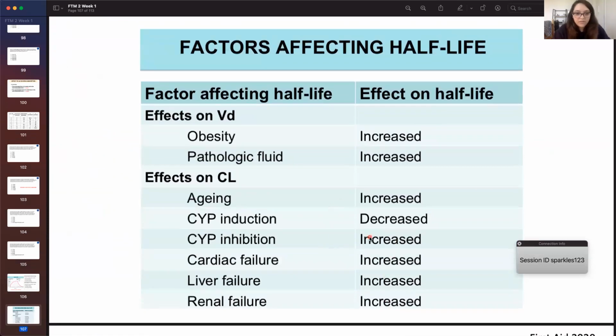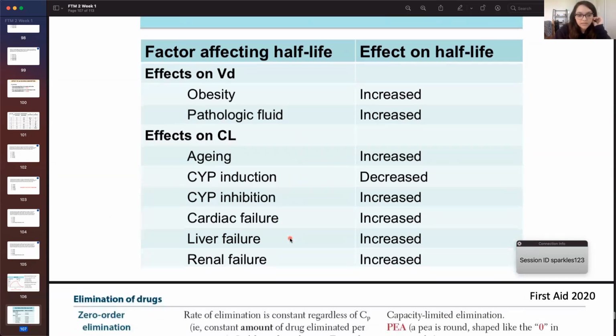So this table, I'm not sure if we really got asked about anything besides the CYP inductions and inhibitions, but just keep them in the back of your head. Obesity is going to increase the half-life, and you're just pretty much keeping these in the back of your head. They're not going to ask you anything beyond just recognizing what one of these are. So it's just memorizing that table. Let's move to the next one.